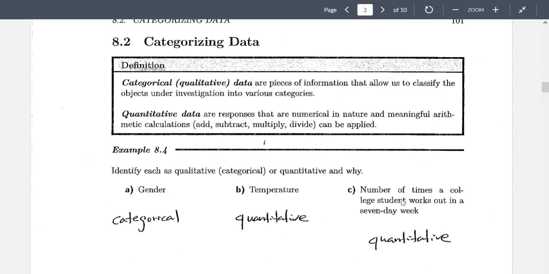Now, once we collect the data, we can categorize data into two types, either categorical or quantitative. Categorical data are non-numbers, and quantitative data are numerical values. For example, gender is categorical: male, female. Temperature is quantitative because it has numbers. The number of times a college student works out in a 7-day week is also quantitative. So these three examples are really obvious. These data involve numbers, and this data involves words.